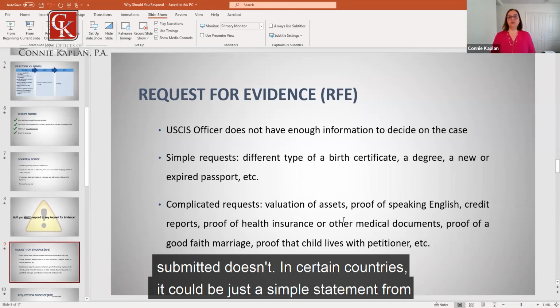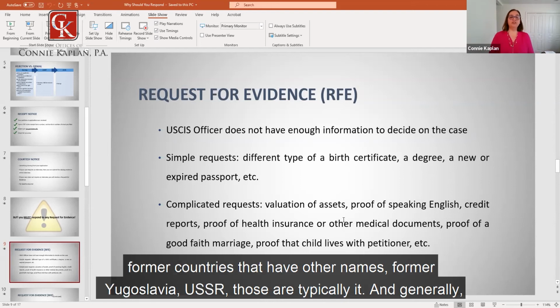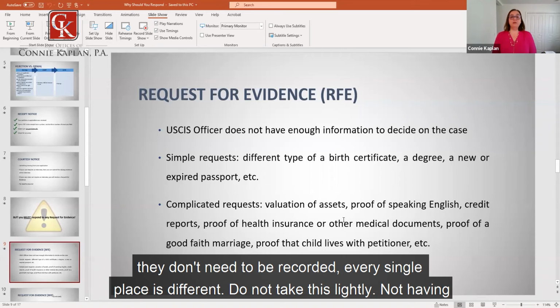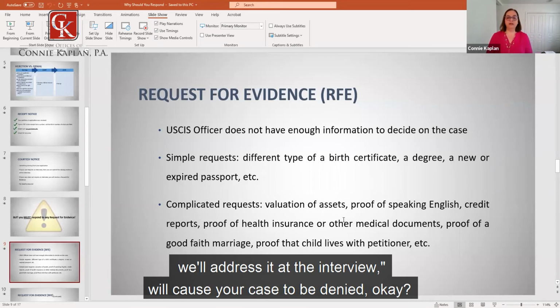In certain countries, it could be just a simple statement from the priest. It really depends. Sometimes it's an issue when the countries change: Burma, Myanmar, Zimbabwe, former countries that have other names, former Yugoslavia, USSR, those are typically it. And generally countries where we have tribal issues and religious ceremonies only that are not civil in nature and they don't need to be recorded. Every single place is different. Do not take this lightly. Not having the proper birth certificate and not responding to that, thinking, oh, they just didn't see it and we'll address it at the interview, will cause your case to be denied.